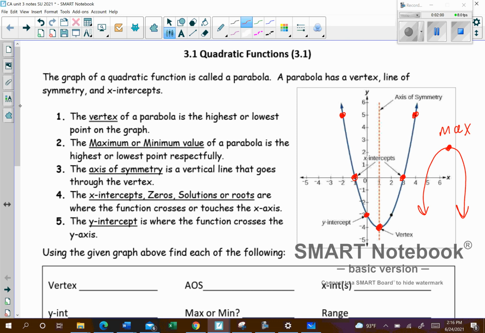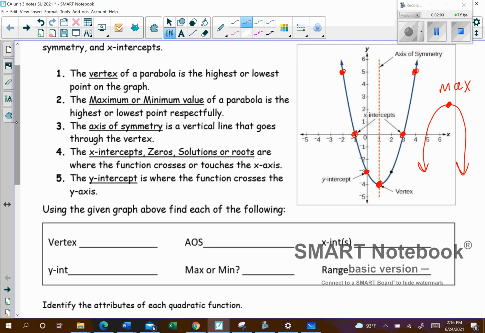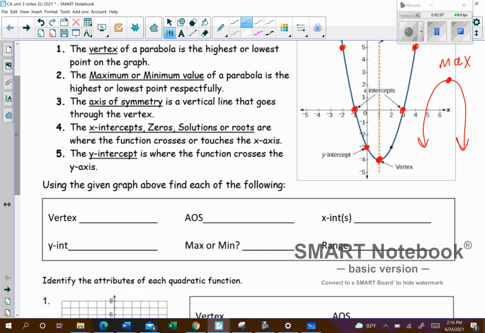Okay, so on this first part, we're going to use that graph to list all this information. The first part asked me for the vertex, so we're just going to give that ordered pair, which is going to be (1, -4). That's where we're located down here. And then AOS stands for axis of symmetry, and for that vertical line, there's actually an equation, and it's going to be x = 1. What you'll notice is the axis of symmetry is always going to be x equals the x value from the vertex. So it's just that line right there. You'll see that pattern: the axis of symmetry is always x equals the x value from the vertex.